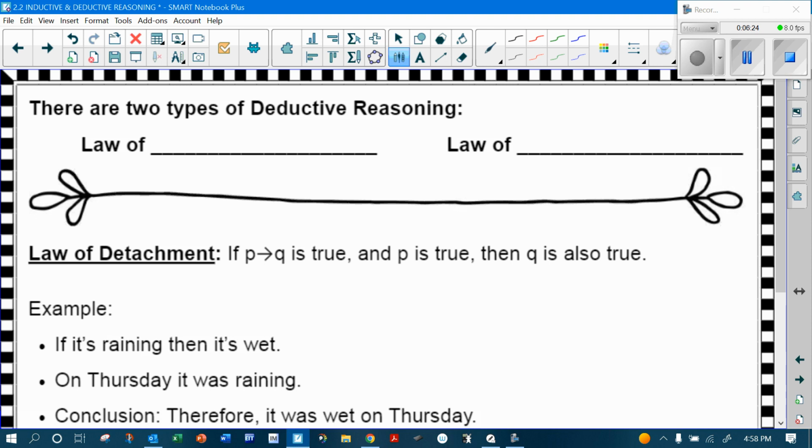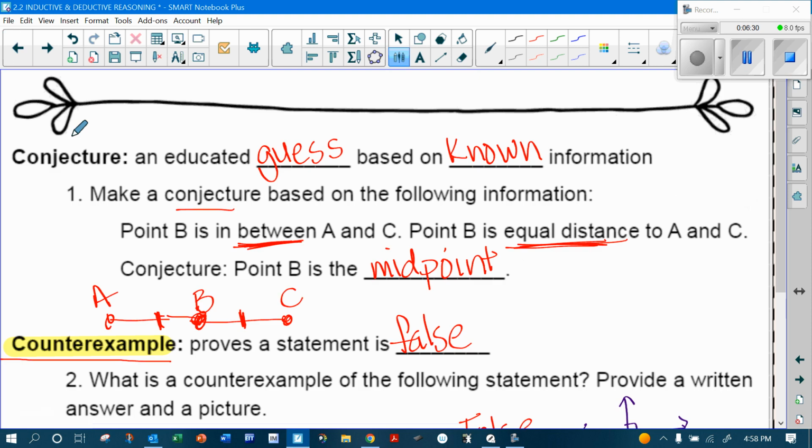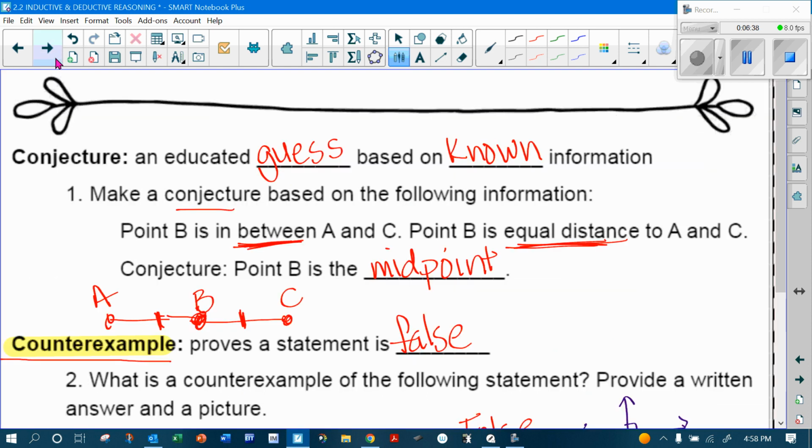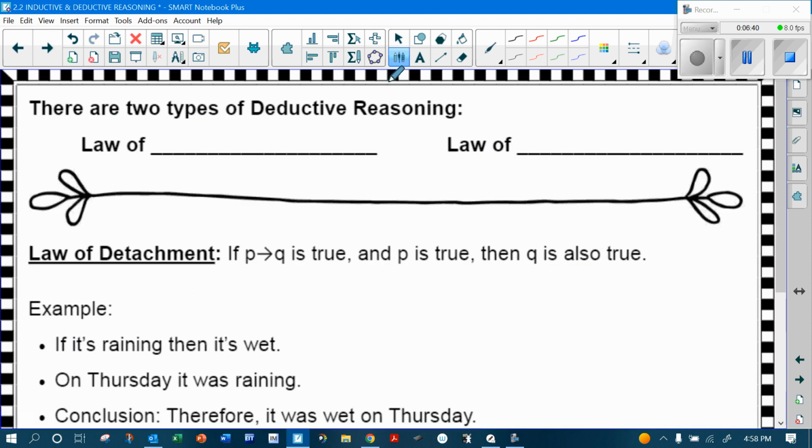All right, now we have two different types of reasoning. So we have inductive reasoning, which uses patterns. We have deductive reasoning, which uses facts. And there are two types of deductive reasoning. We have the law of detachment, and we have the law of syllogism.